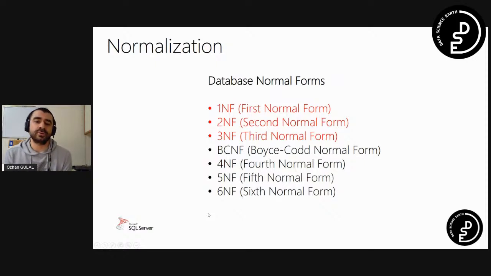When you create a normalization in your database, you have to care about 7 different rules. But the first, second, and third normal forms are usually what we use in our projects. BCNF and the fourth, fifth, and sixth normal forms we usually do not use. We only use the first 3 rules. Let's start with the first of them.